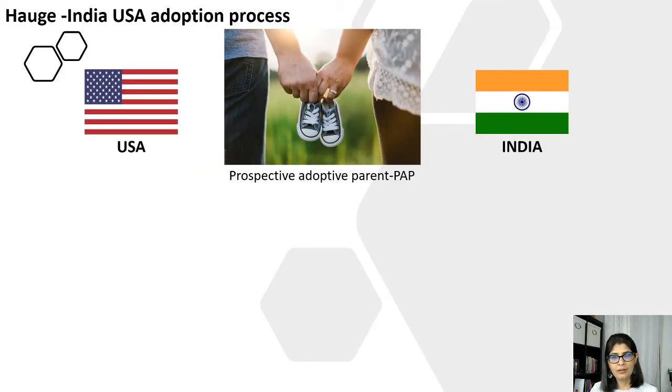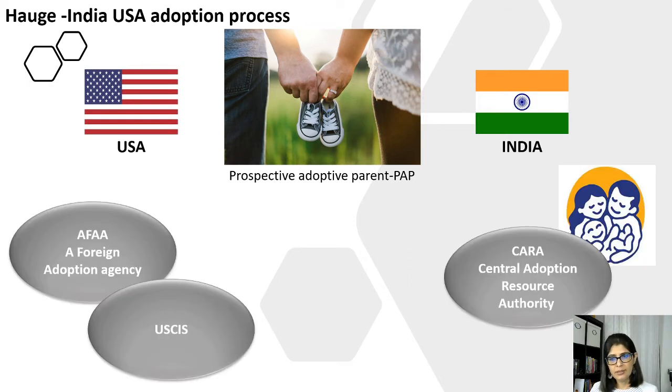So on this page, I wanted to talk about which authorities are involved both on the Indian as well as on the US side in terms of adoption and what role they play. On the Indian side, it's CARA, Central Adoption Resource Authority, and on the US side, it's AFA and USCIS. So AFA is a foreign adoption agency.